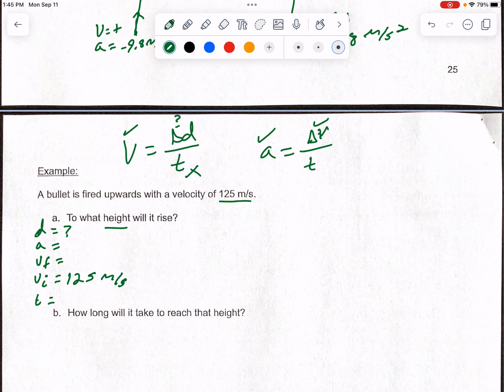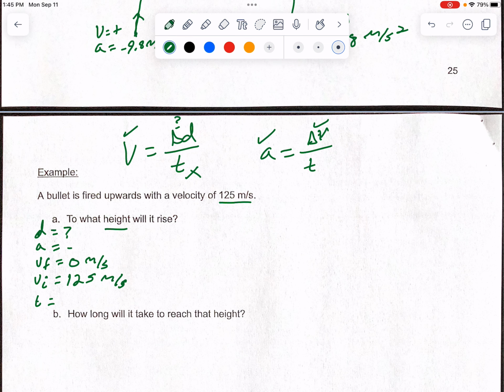Now, to what height will it rise? So that means when it gets to the top, it's got to stop, which makes your V final 0 meters per second. Acceleration, that is due to gravity, so now we can go ahead and plug that in. Anytime it's a free fall problem where we throw something in the air or drop something where gravity's acting on it, all you have to do is plug in that negative 9.8.